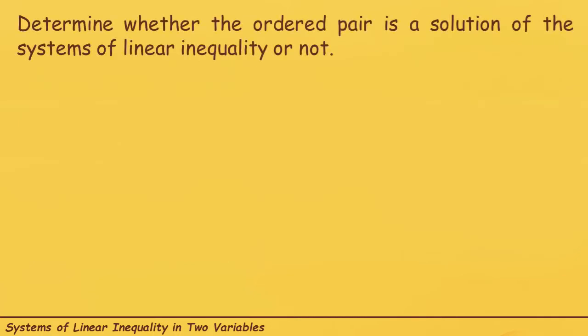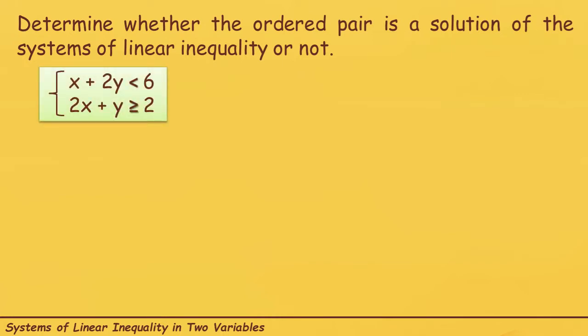Determine whether the ordered pair is a solution of the system of linear inequality or not. Let us say we have x plus 2y is less than 6, and 2x plus y is greater than or equal to 2. Alamin natin kung ang ordered pair 2, 1 is a solution to the system of linear inequality or not. Para malaman natin yon, we will substitute our coordinates to our two linear inequalities.